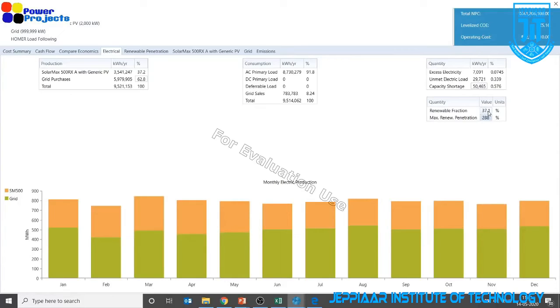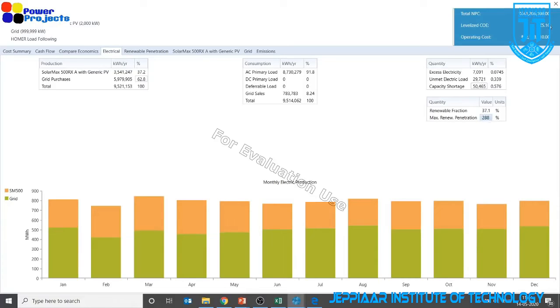So that maximum renewable penetration says, at any instant, the maximum renewable penetration compared to the demand is 288%. That means if a 2000 kilowatt inverter generates 2000 kilowatt and the demand is, for example, only 500 kilowatt at that moment, then this renewable penetration is 2000 divided by 500, that is 4, that is 400%. So that's how this maximum renewable penetration is calculated. So it is saying it is 288% now.